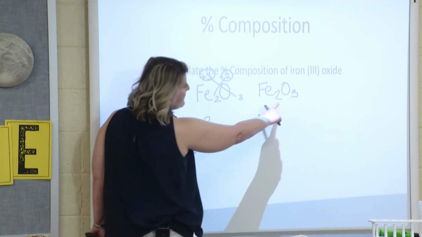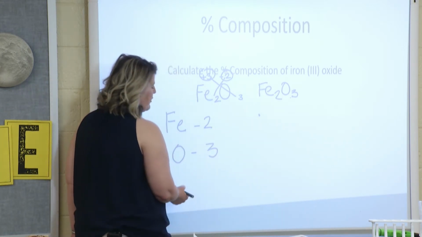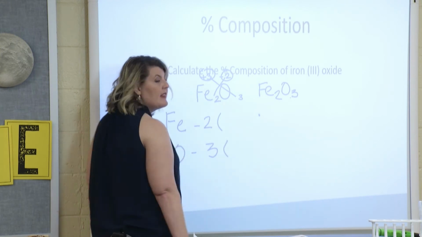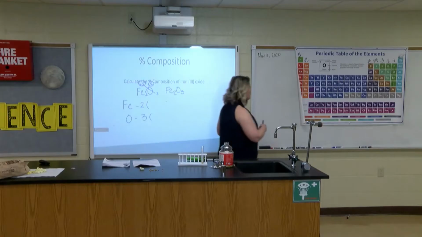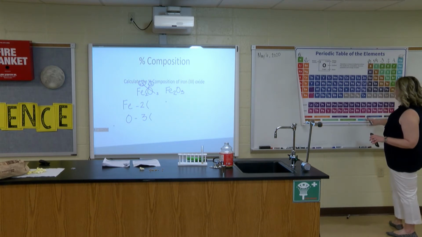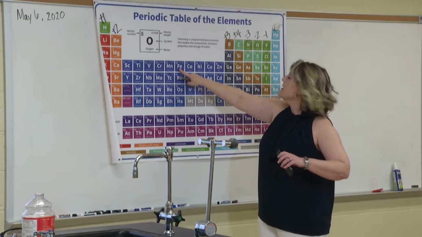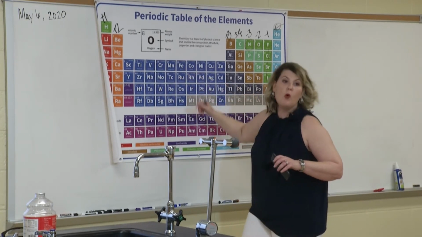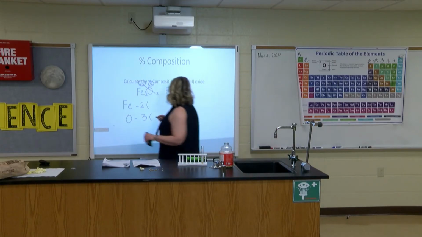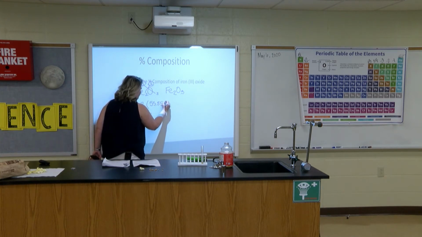If you look right here, your subscript for oxygen is 3, so you have 3 oxygens. Now, let's go get the weight of these things. So let's go look at the periodic table. We're going to find iron first. Iron is right here, atomic number 26, and we see that that number is 55.85. So I'm going to write 55.85.